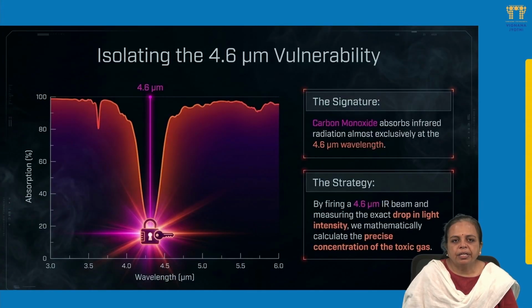So how do we detect it in this IR? In this IR system, we already know it will give a particular peak. Carbon monoxide will absorb radiation at the 4.6 micrometer wavelength. So if carbon monoxide is there, our IR sensor will immediately catch this gas in that particular zone, and we are able to find out there is carbon monoxide, and its intensity will decide how much carbon monoxide is present in that particular environment.